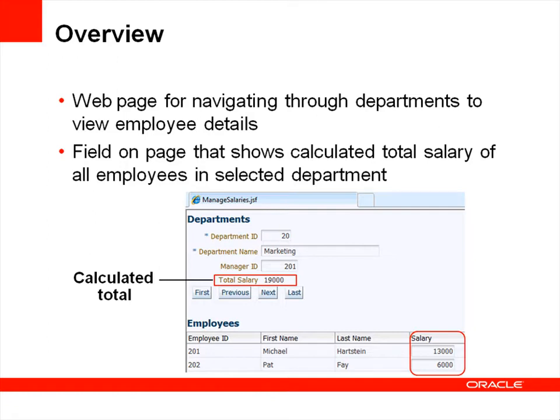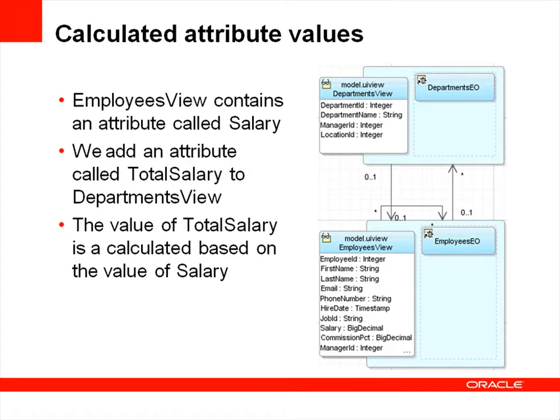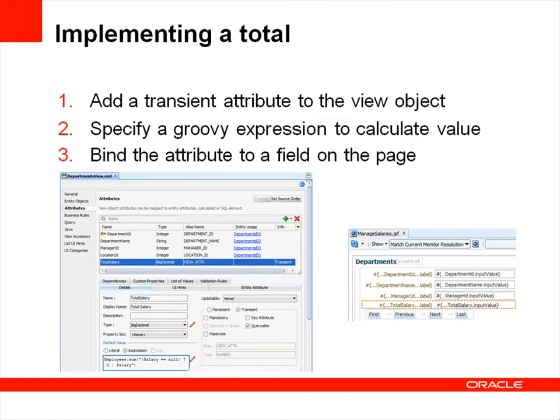of a salary changes. In this example, there is a master detail relationship between the two view objects, Departments View and Employees View. Employees View contains an attribute called Salary. We add an attribute called Total Salary to Departments View. The value of total salary will be calculated based on the value of the salary attribute in Employees View.